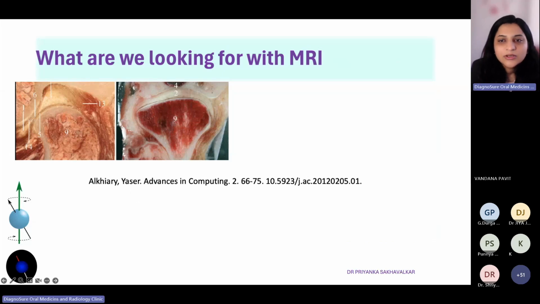So looking at this jaw slice, you will notice that tissues like bone, muscles, fat each appear different because they interact with light in unique ways. So now, can someone explain what MRI is and what we aim to detect with it?